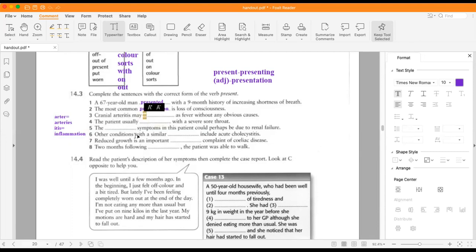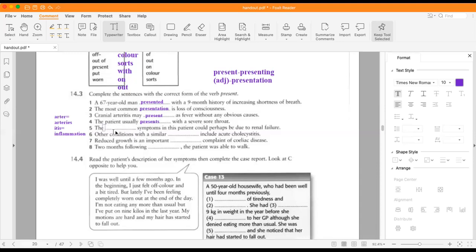Cranial arteritis may present. After may comes the verb in infinitive, so it will be may present. Number four, the patient usually, here will come a verb in the present simple because of the keyword usually. So it will be the patient usually presents with a severe sore throat.